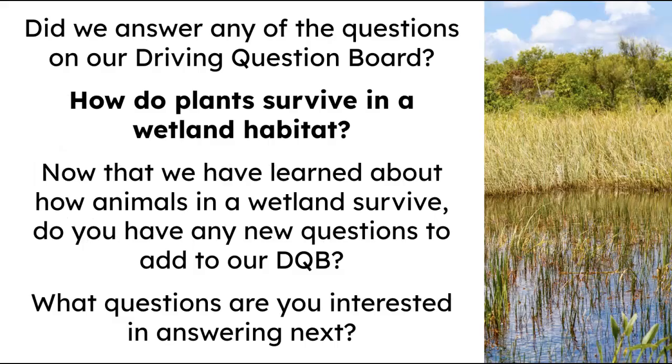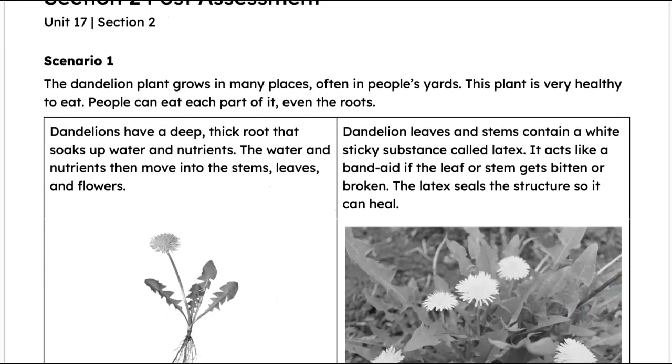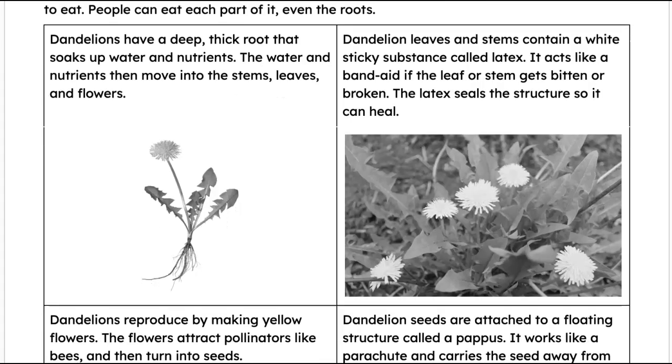To support student sense-making across the unit, you'll orient them back to the driving question board. You'll ask, did we answer any of the questions on our driving question board? If there are questions that have been answered, you can remove them from the driving question board and place them on the summary charts. You can use this as an opportunity to answer the section driving question, how do plants survive in a wetland habitat? You'll then have students complete the Section 2 summative assessment.